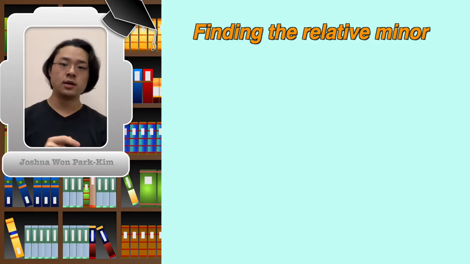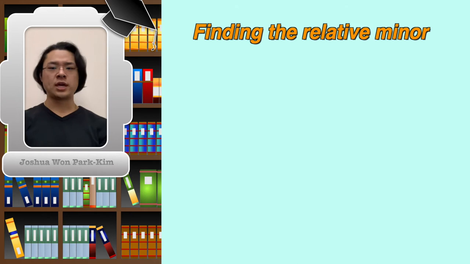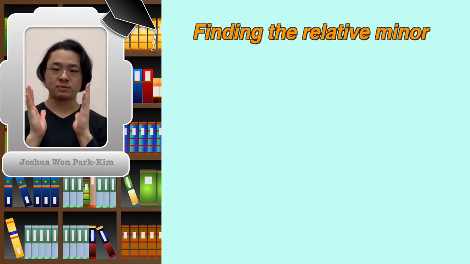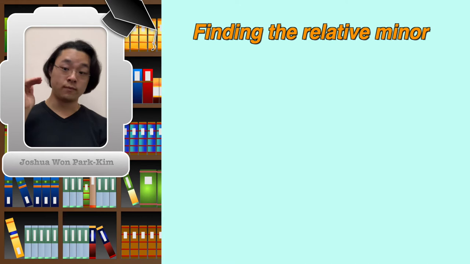Now, before I talk about what a natural minor scale is, let me tell you how to find the relative minor of a major key. So, remember I told you in one of the chapters so far, I talked about intervals, right? In order to find the relative minor of a specific key signature, you have to look for a pitch that is a minor third below the original key signature. So, for instance, let's look for the relative minor of C major.